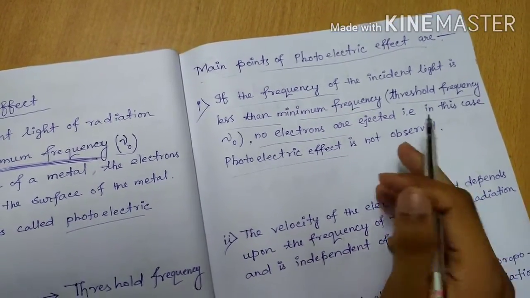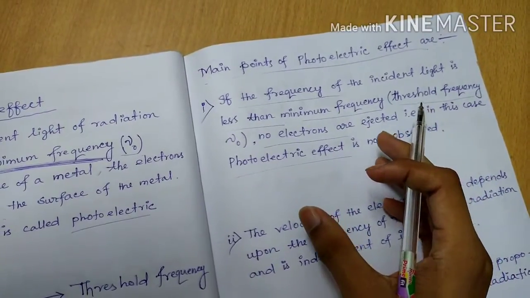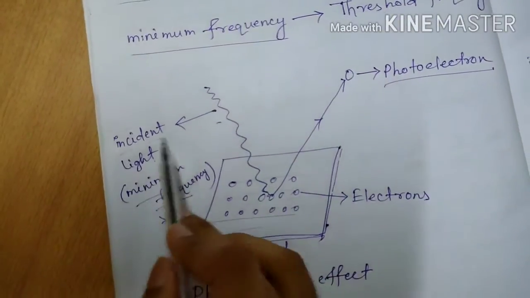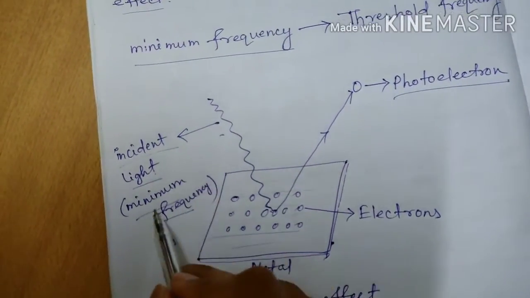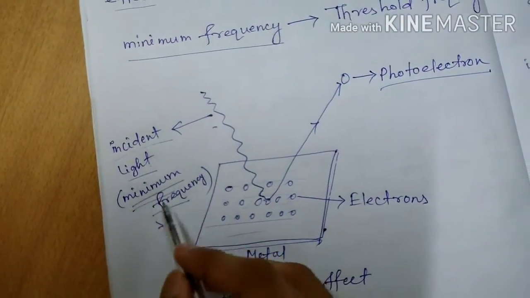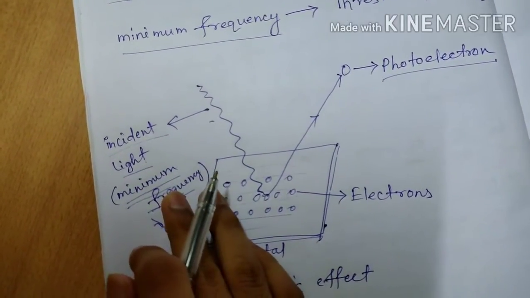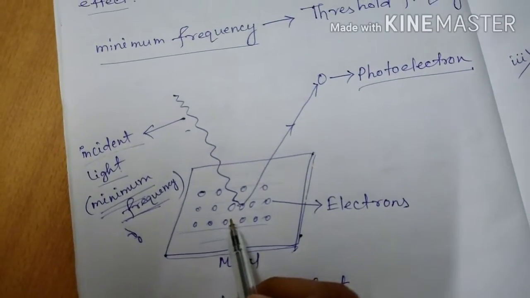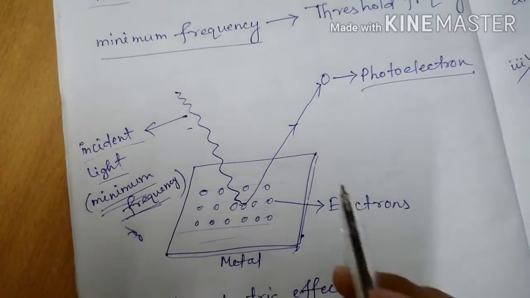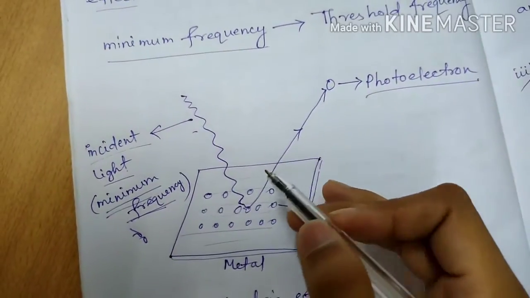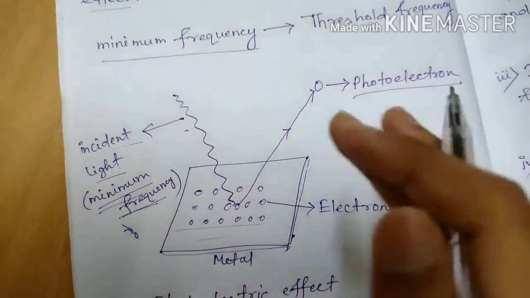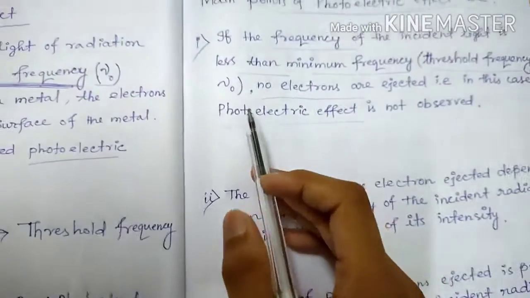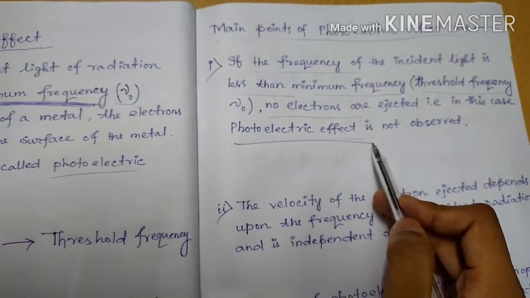Okay. Means as I have already told you, when the frequency of this incident light is less than this minimum frequency, means this fixed frequency, then the electron will not be ejected from this surface, and in this case the photoelectric effect will not be observed, means will not occur. Okay. This is the number one point.